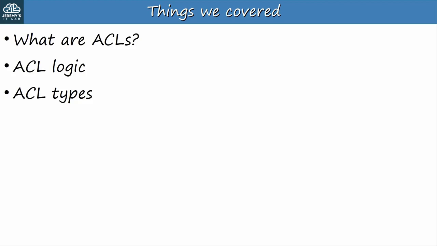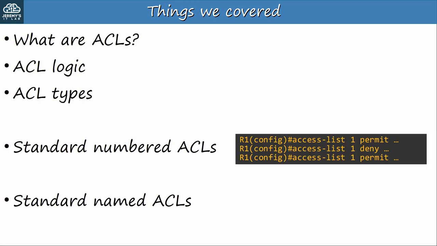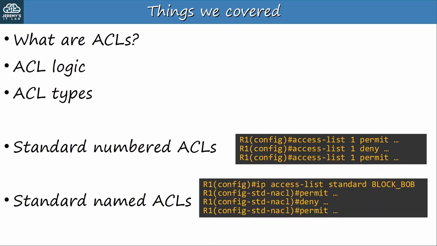In this video, I covered standard ACLs, which are simple and just match traffic based on the source IP address of the packet. I showed two main ways of configuring standard ACLs: standard numbered ACLs and standard named ACLs. They are both just different ways of configuring standard ACLs. Standard numbered ACLs are configured like this: a series of entries configured in global config mode with the access-list command. For standard named ACLs, you use the ip access-list command to enter standard named ACL config mode and then configure the entries.